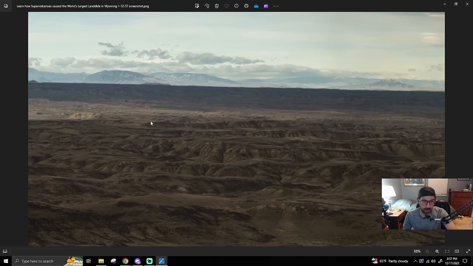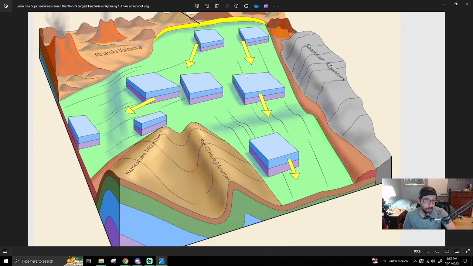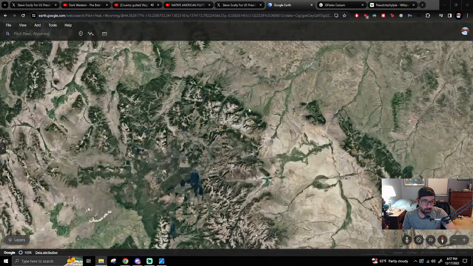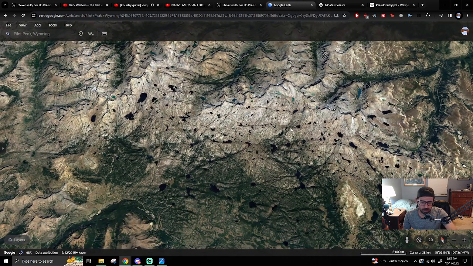Certainly there were more than one landslide, so there's Heart Mountain, I think. I'm not sure. So this was Absaroka Volcanics by Heart Mountain, Rattlesnake Mountain, Pat O'Hara Mountain, and then Beartooth Mountains. If we go back over here, Beartooth is this interesting region. Like, what's going on here?